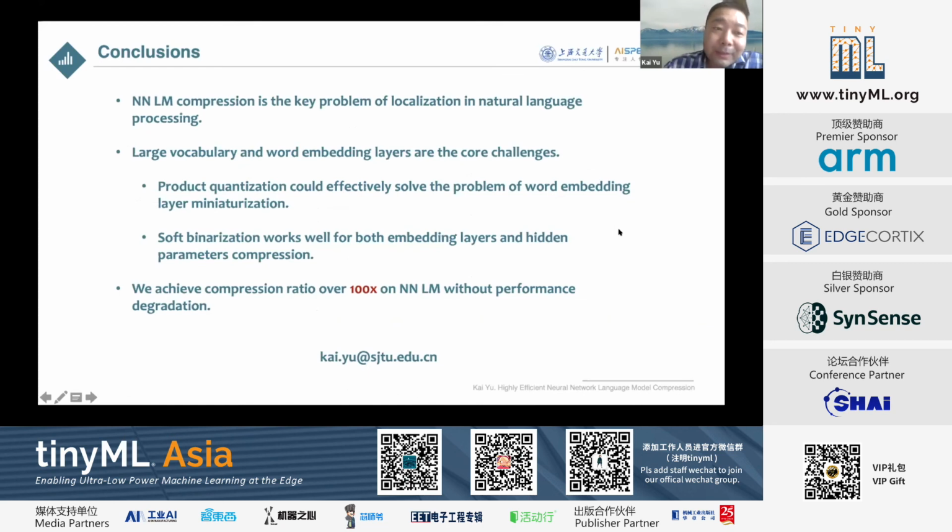So in conclusion, neural network language model compression is really a key problem in putting natural language processing tasks into embedded devices. The large vocabulary and word embedding layers are really the core challenges. And we can use product quantization and binarization combined together. We can use the two techniques to achieve over 100 times compression ratio on neural network language models without performance degradation. Okay, thank you. I'm happy to take a few questions.